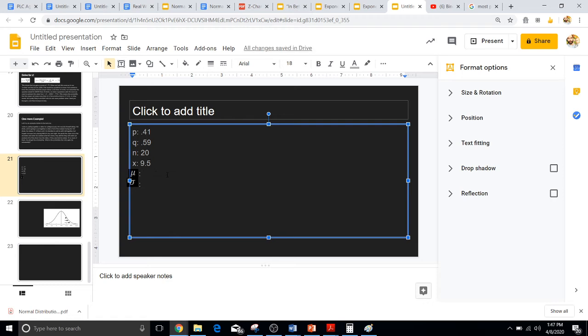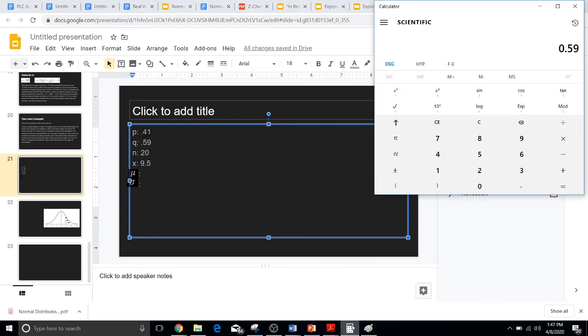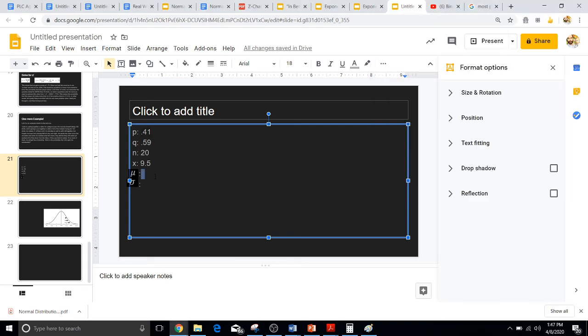From here, we need to find our average. Average is what you get when you take your number of trials and you multiply them by your p-value. In other words, n times p. So let's multiply 20 times 0.41. When we do, we get 8.2. We'll use this as our average for now.